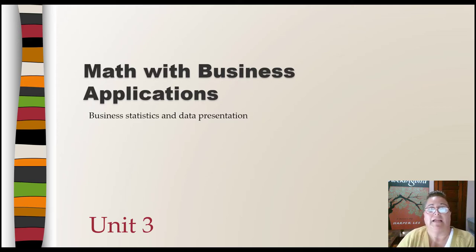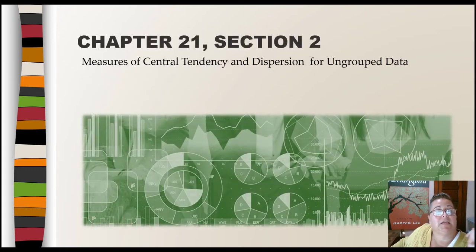Welcome back. All right, so tonight or today or right now, what we're going to be going over is we're still in Unit 3. We're going to look at measures of center. This is, again, out of Chapter 21. We're going to be looking at Section 2. This is measures of central tendency and dispersion for what's known as ungrouped data.